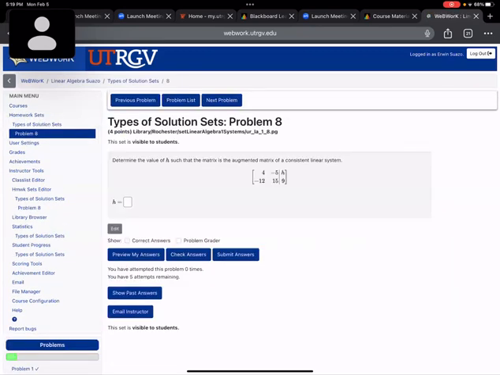Okay. So determine the value of h such that the matrix is the augmented matrix of a consistent linear system. Yeah, so you just play with that number. So let's do it. You just play with h like it's a number. 4, minus 5, h, minus 12, 15, 9. And at the end, you probably can get values. Just give a value to h, so everything works. So let me see.